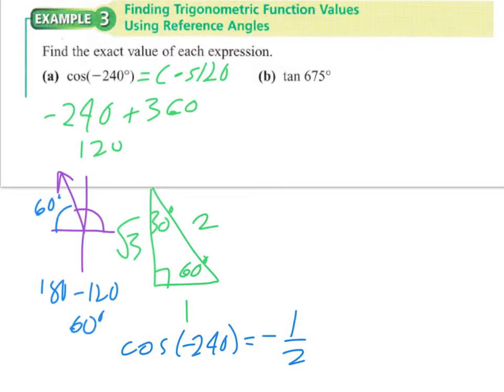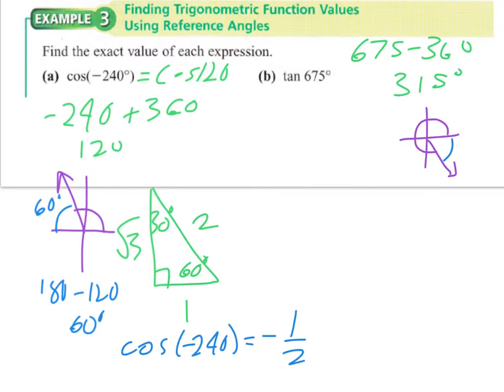We'd go through a similar process for the tangent of 675, beginning with finding a coterminal angle for 675. We subtract 360, we get a 315-degree angle. We'd want to find the reference angle for 315 degrees. So if we go 315 degrees, we're in quadrant 4. Question is how much further to get to 360. So we would do 360 minus 315, and of course come up with a 45-degree reference angle.